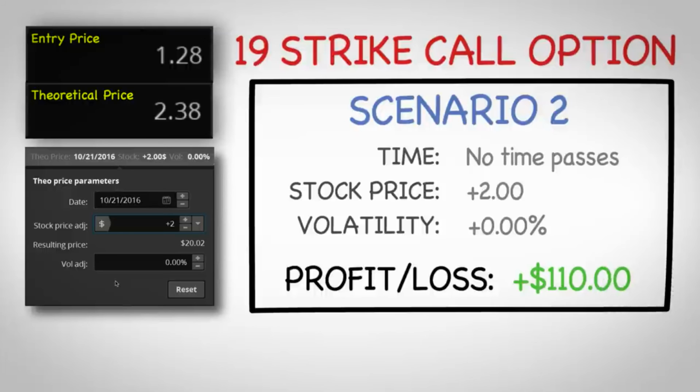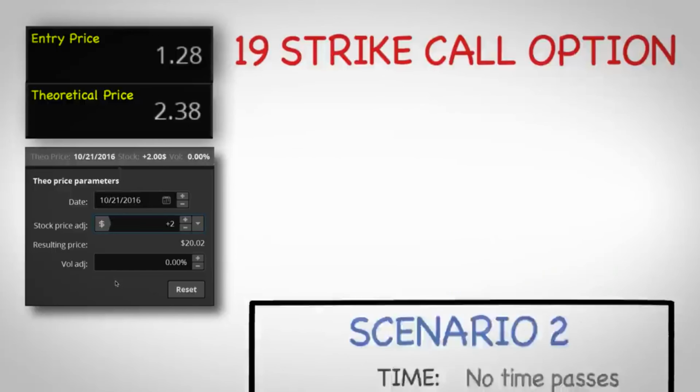Now, just a quick side note, you may wonder why the option went up 110 when the underlying stock went up 2. You're going to learn why this is the case and also how to estimate this type of thing while trading options in the Option Greeks chapter.